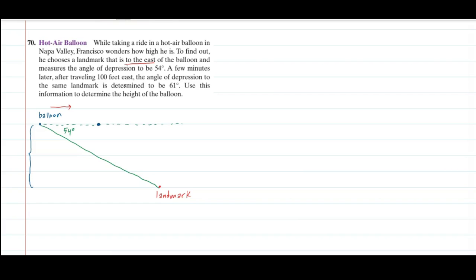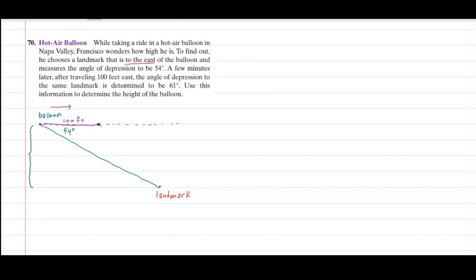but also you've got to realize that he just moved 100 feet. So this part is now going to be 100 feet, like that. Now what happens? It says after moving this 100 feet east, the angle of depression to the same landmark, so he looks down again at that same landmark, and he notices that this time the angle of depression is 61 degrees.